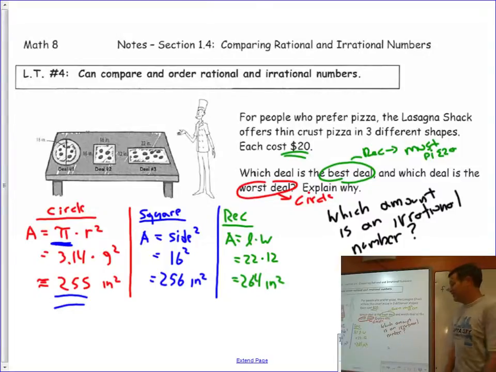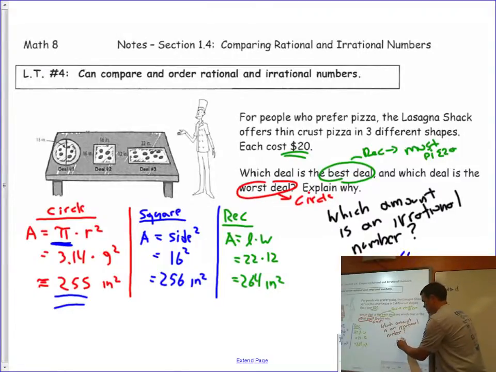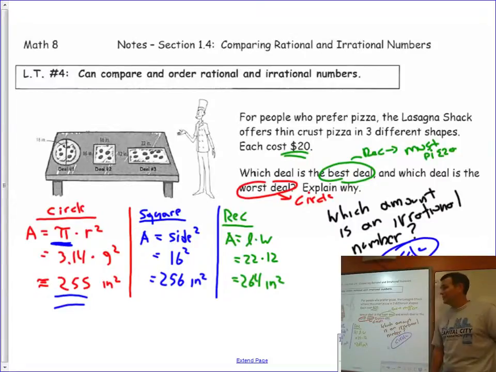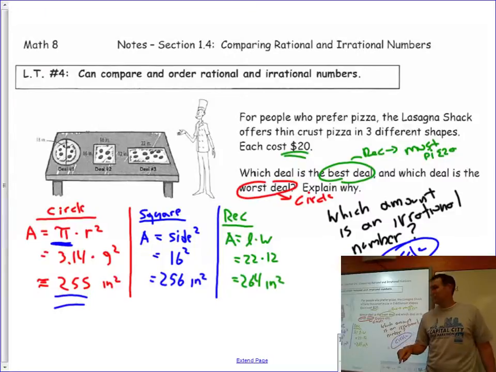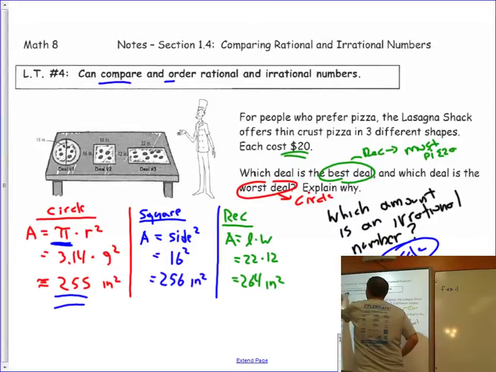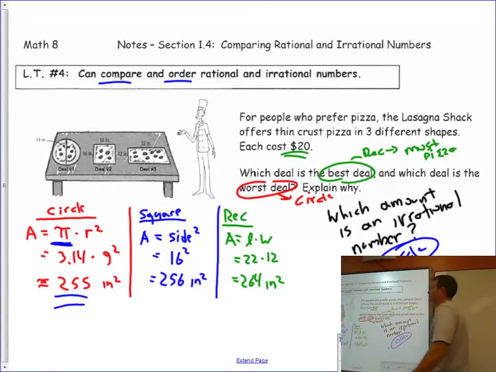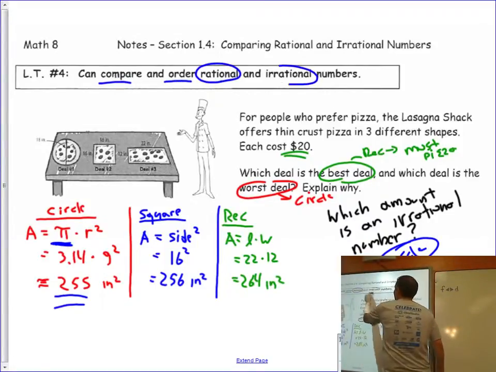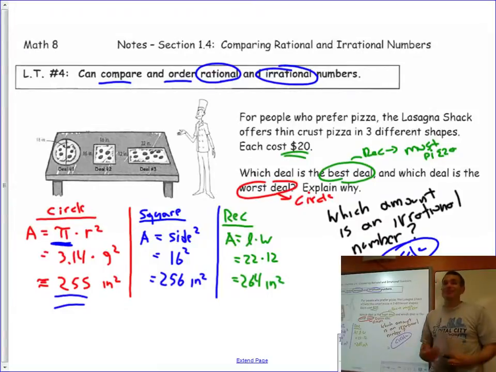So this brings me to my point. Sometimes we need to be able to compare irrational numbers with rational numbers and determine which one's bigger. And that is what this section is all about. It's about comparing or putting in order rational and irrational numbers. Probably not too difficult. Let's see what we have to do.